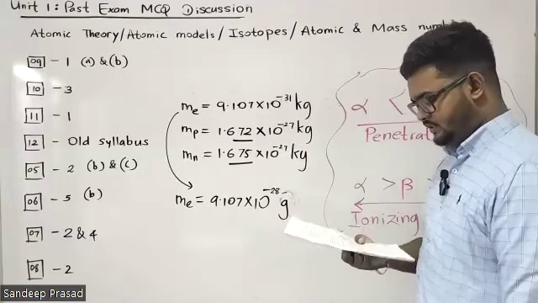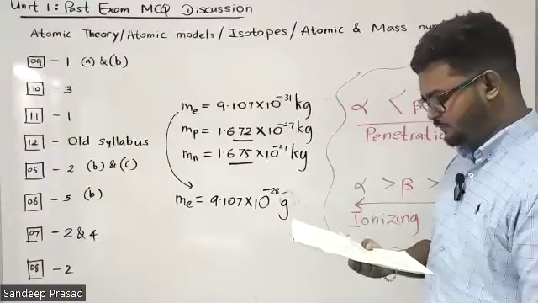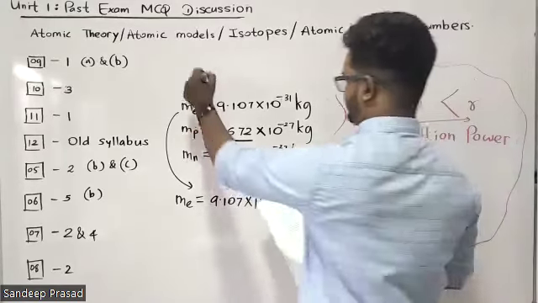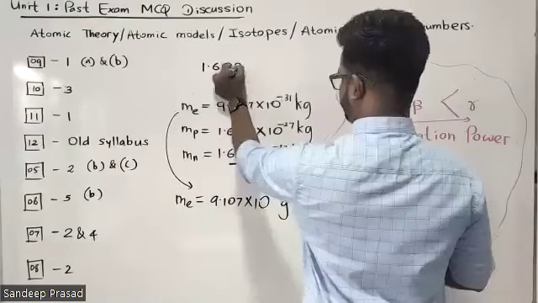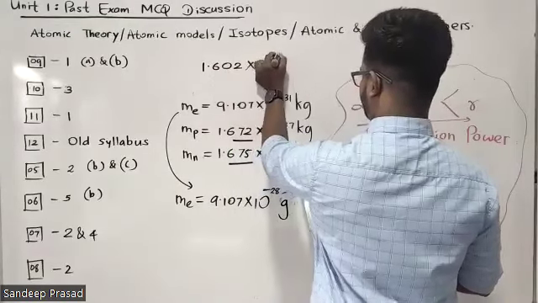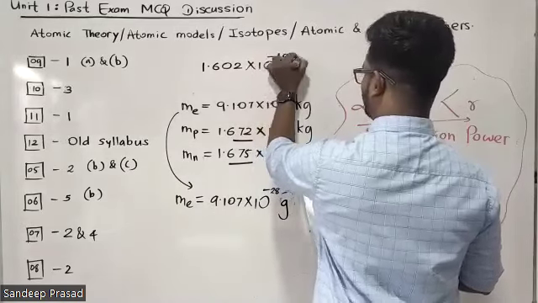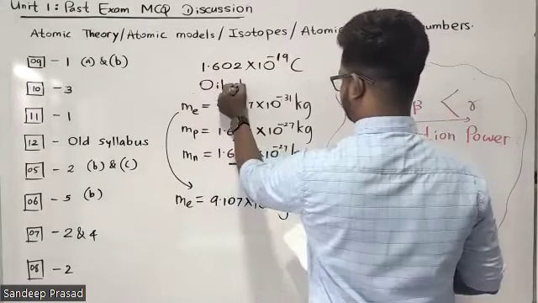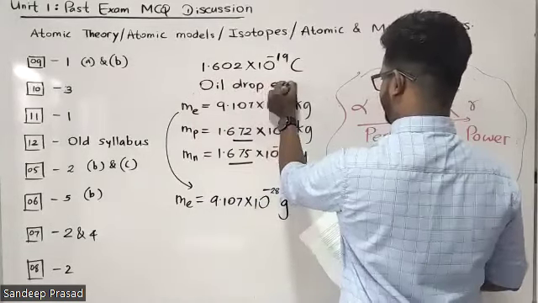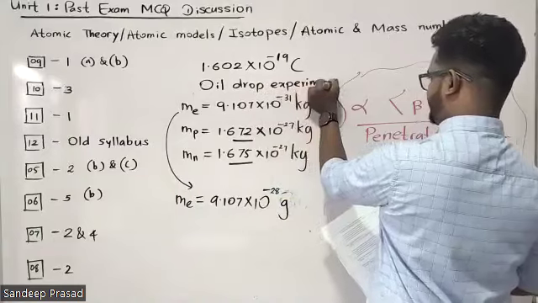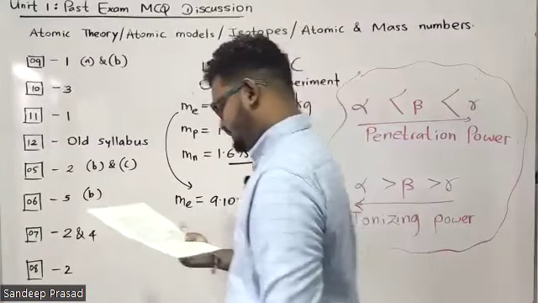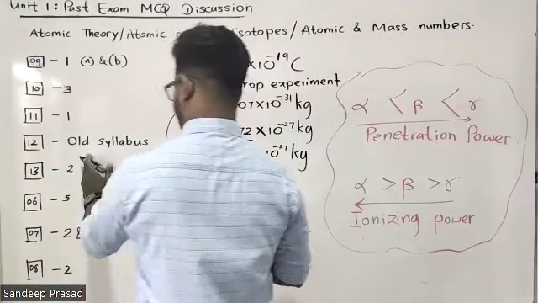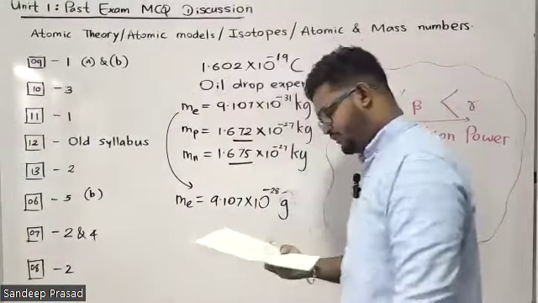Question number 13. The quantity of the electronic charge was experimentally shown by whom? We know that is Robert Millikan, right? So what is the charge of an electron? Just now we discussed in the first question, 1.602 × 10 to the power minus 19 coulomb, found by Robert Millikan, and the experiment is the oil drop experiment. So don't forget these things. These things are very important. Oil drop experiment. So the answer for question number 13 is number 2. Very easy.